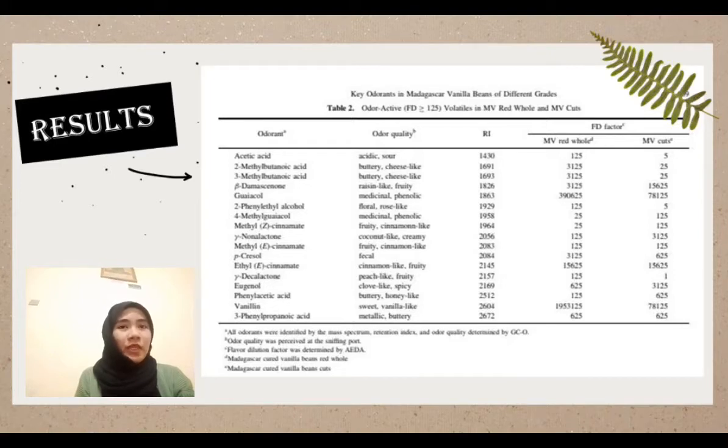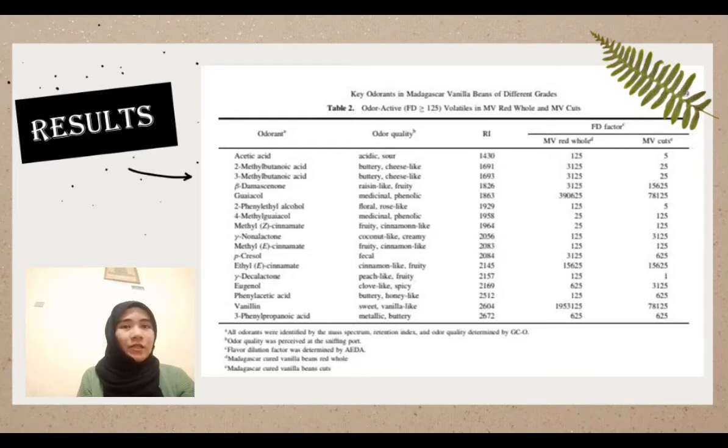For p-cresol, it has a fecal odor quality. And for ethyl cinnamate, it has a cinnamon-like fruity odor. And for gamma-decalactone, it has a peach-like and fruity odor. Eugenol, it has a clove-like spicy odor quality. And for phenylacetic acid, it has a buttery honey-like odor quality.